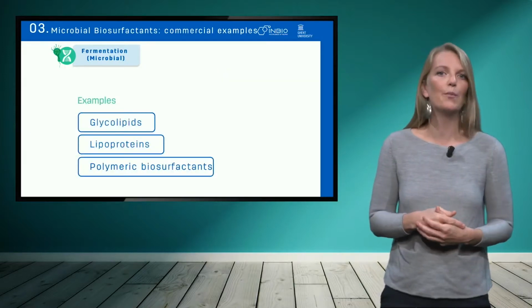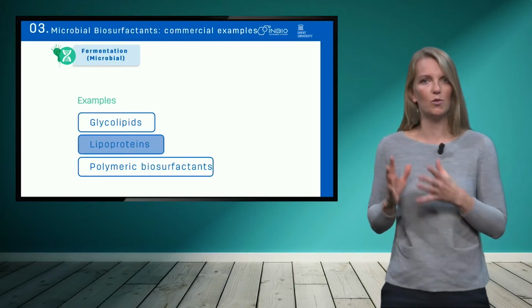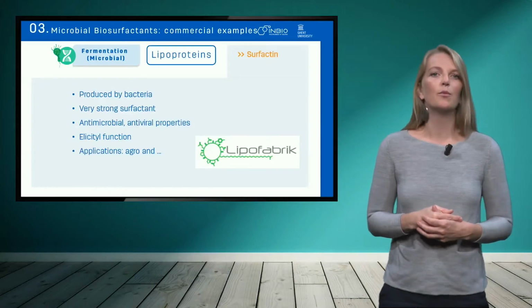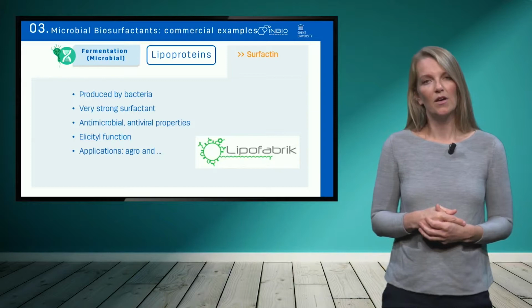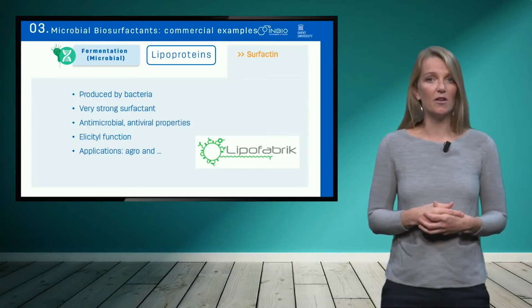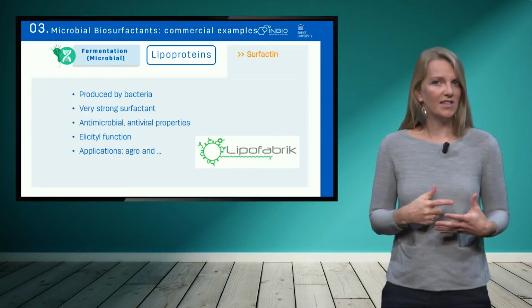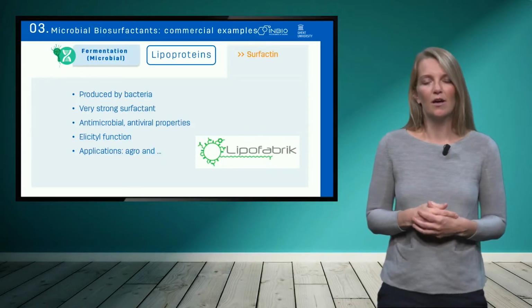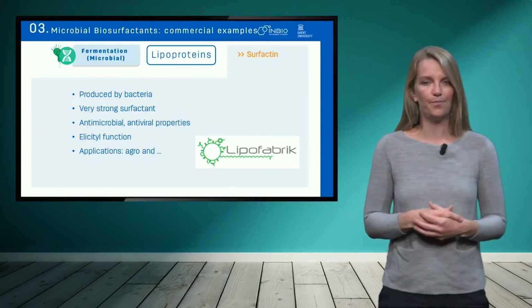Second group are lipoproteins, thus consisting of a protein coupled to a lipophilic molecule. Surfactin is a lipoprotein and it's a very potent surfactant. The commercialization in Europe is done by the company called Lipofabrik. But the commercialization remains very low as the product is quite expensive, but this is also because the production process is not efficient enough yet.